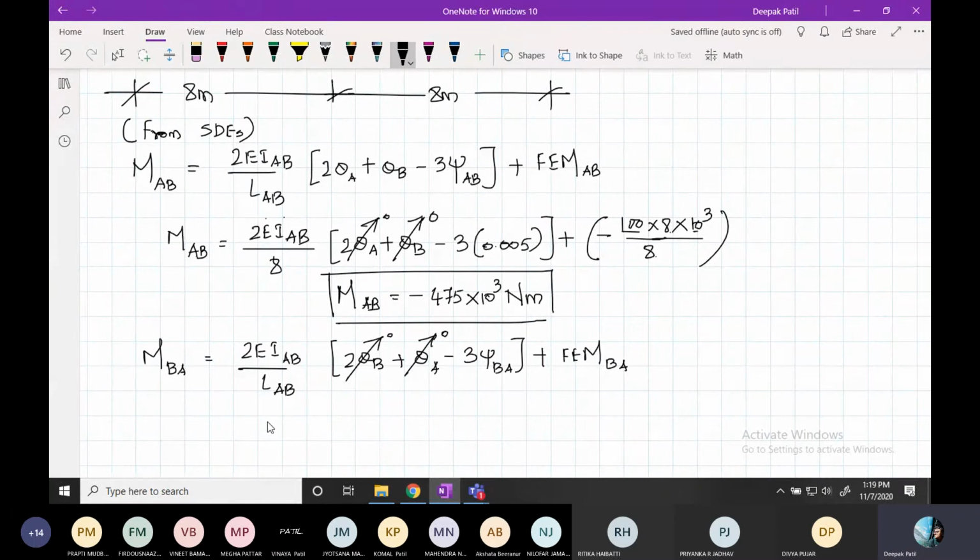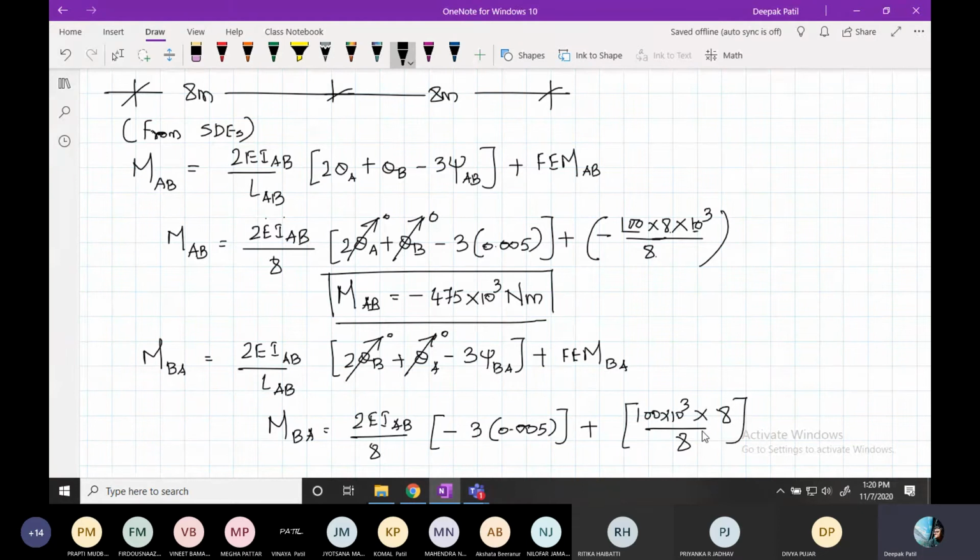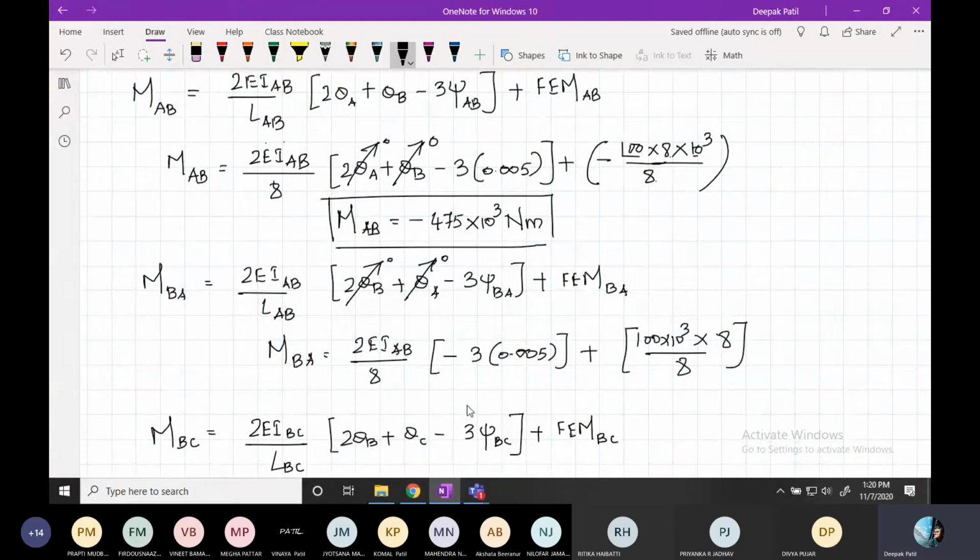So these will go. Finally your equation will come out to be something like this: 2EIAB divided by span AB, which is once again 8, minus 3 into 0.005, plus, now the fixed element will be plus 1, 100 into 10 raised to 3, that is PL is 8 divided by 8. So once you substitute the values of E and I properly, you can get the value of MBA.